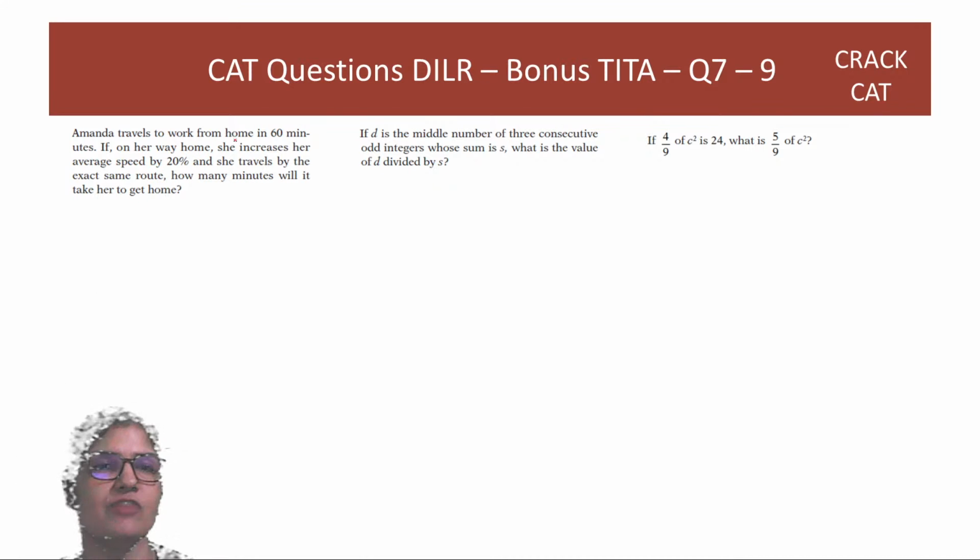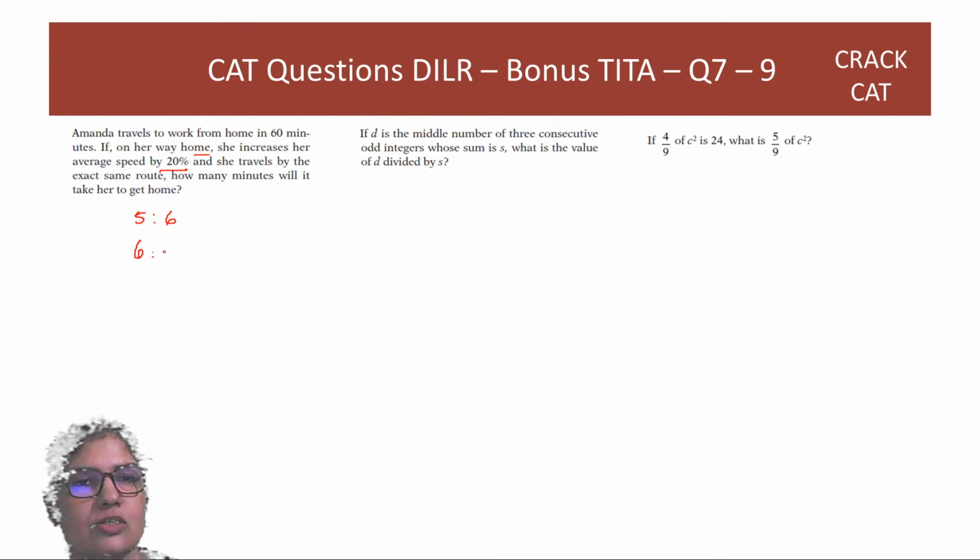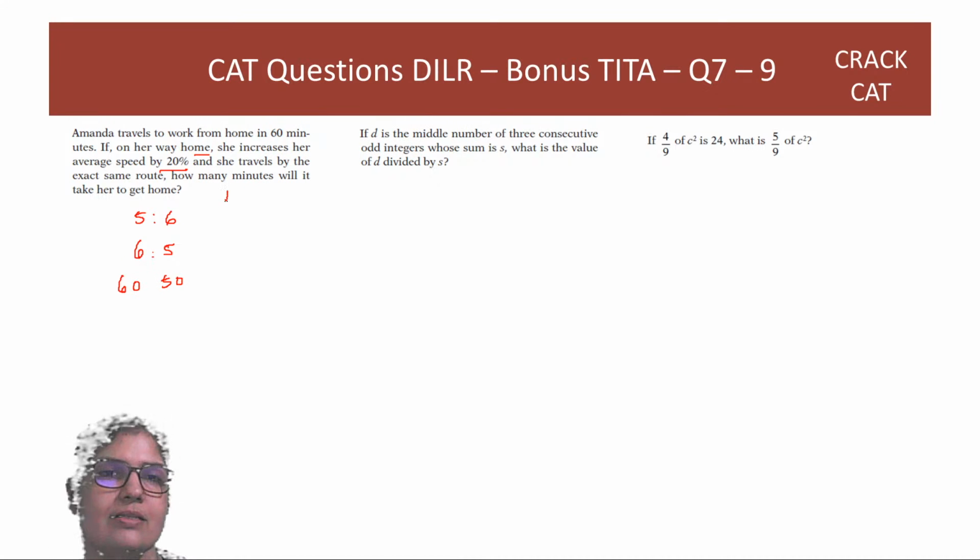Amanda travels to work from home in 60 minutes. If on her way home, she increases her average speed by 20%, so her speed increases in the ratio 5:6. So travel time will go down in the ratio 6:5. What takes 60 minutes will now take 50 minutes. So here the answer is going to be 50 minutes.